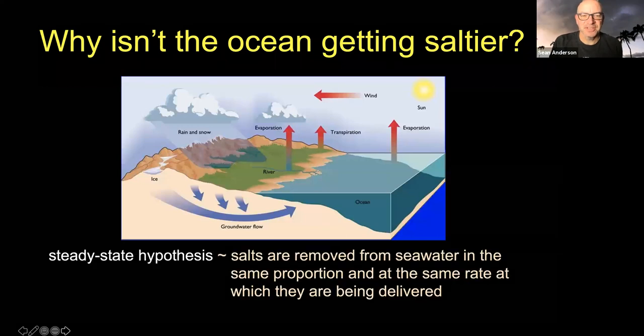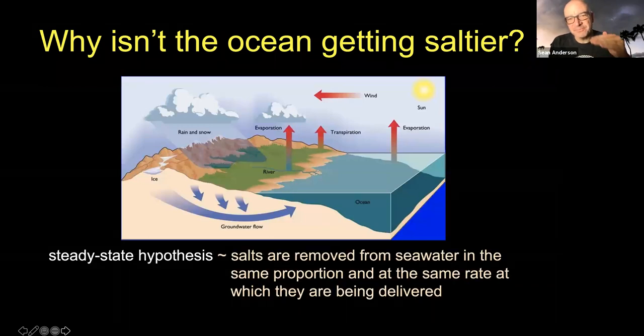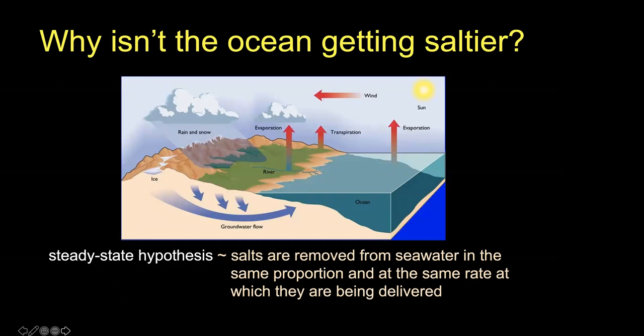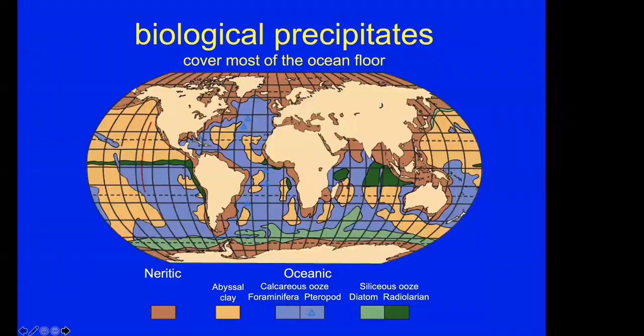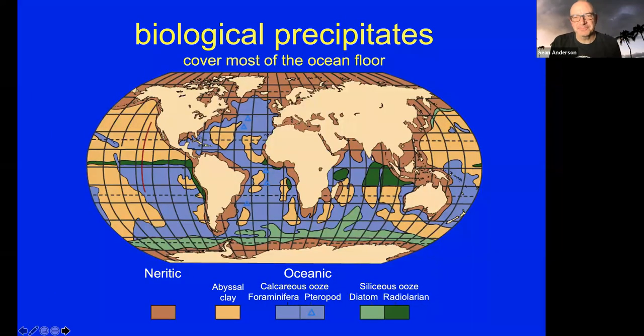So we have all this stuff going on, and we're at essentially a steady state condition with our global ocean. This is what life is doing. So these are so-called deposits of biological precipitates.